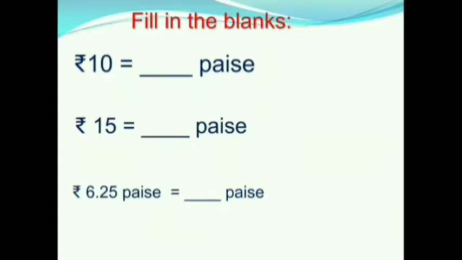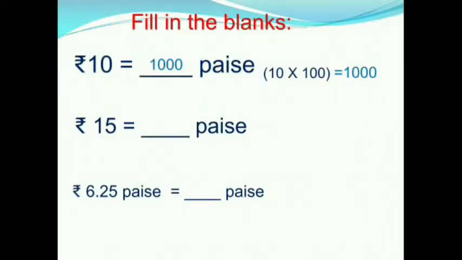Children, now we should fill in the blanks. See the first question. 10 rupees is equal to dash paise. But before converting rupees to paise, we should know that 1 rupee is equal to 100 paise. Now we have 10 rupees. To convert it to paise, we should multiply 10 into 100. 10 into 100 is equal to 1000. Therefore, 10 rupees is equal to 1000 paise.